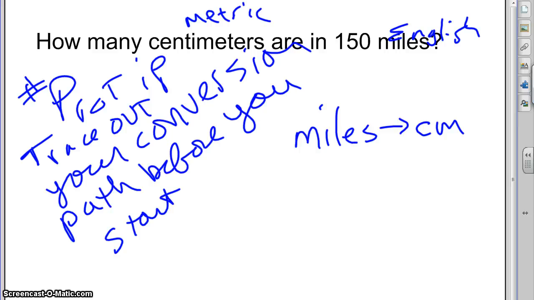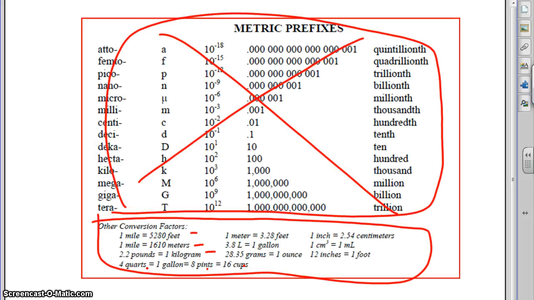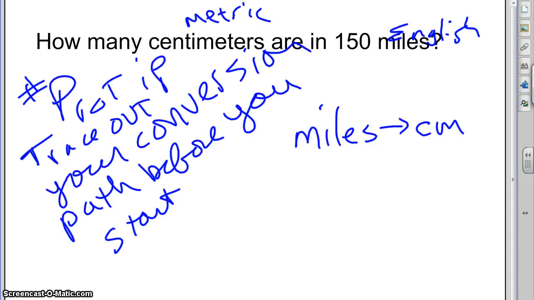What we can do then, if we go back here, we see that we can get miles into meters. We go miles into meters, and then meters is something that we should be able to change into centimeters. That's one way we could do this, and that would be just fine. I'm not going to go that way, though. The reason is this is a metric conversion, and it's possible that we've not yet learned how to do metric conversions.